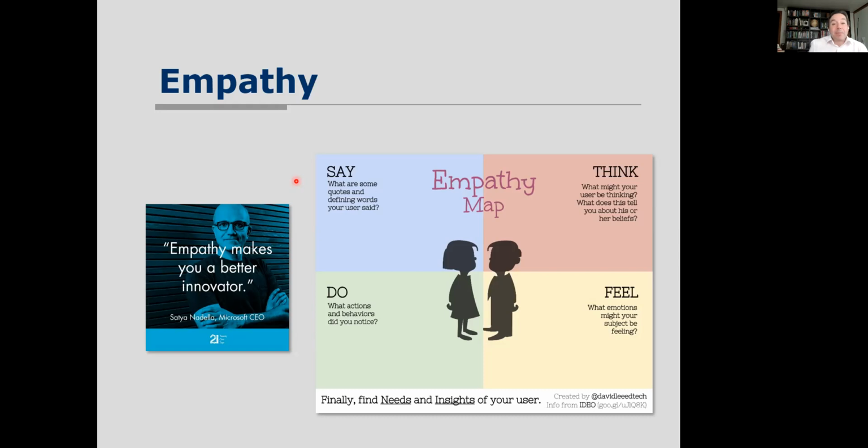So an empathy map, so you get the group together like Mikhail mentioned and says, let's imagine the customer. What does the customer say? What does the customer think? What does the customer do, and what does the customer feel? And based on this, we can finally find the needs and the insights of your user. So say, think, feel, and do. This is an empathy map.